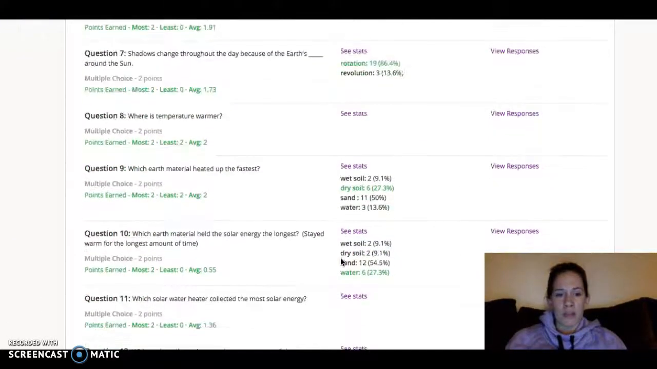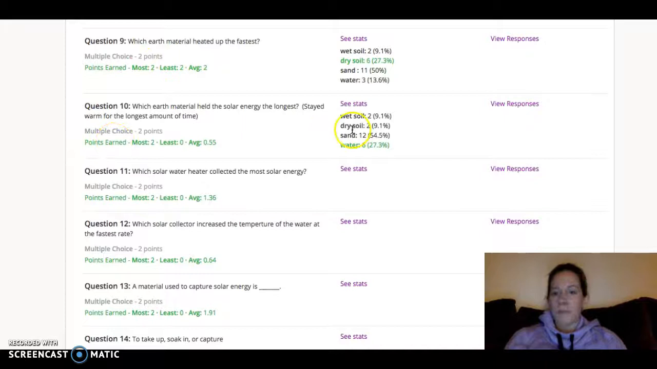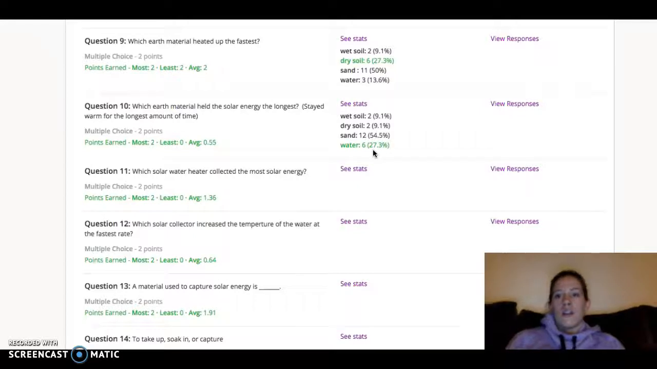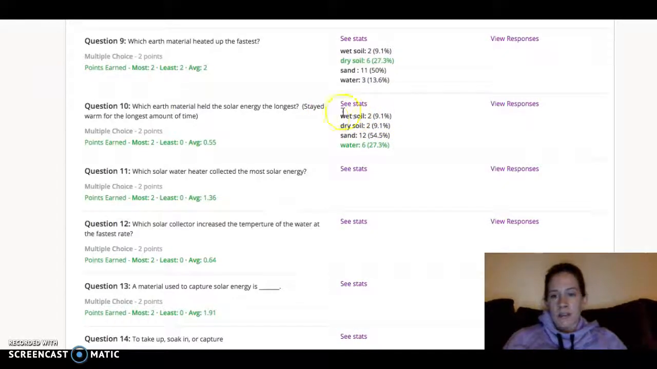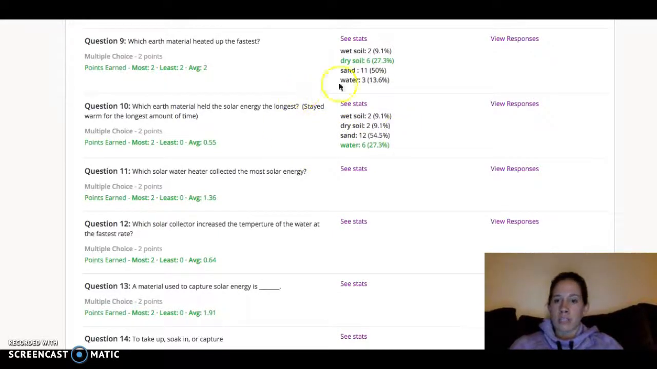The next one that we noticed in the data collection was number 10. Only 27% of my students answered this question correctly. And this actually was a teacher error on my part. The class that I decided to input the data for in the spreadsheet did not do the soil part of the lab. We ran out of materials to do the soil part, so we just did the sand and the water. And the correct answer for it was dry soil. So this is an error on my part because the class that I actually did the statistics for did not get to complete this lab.